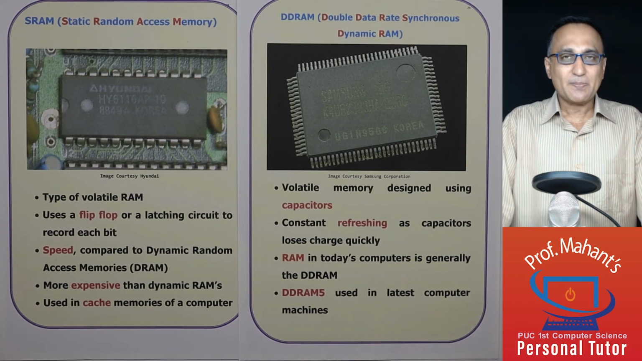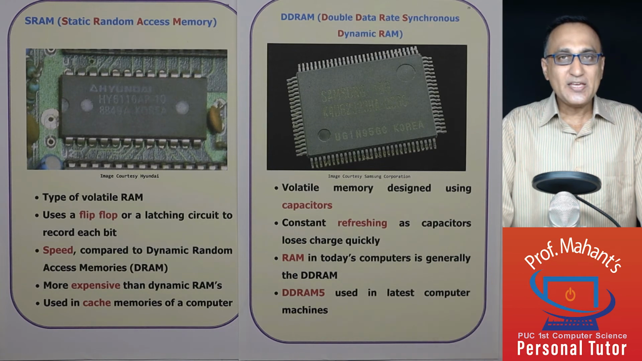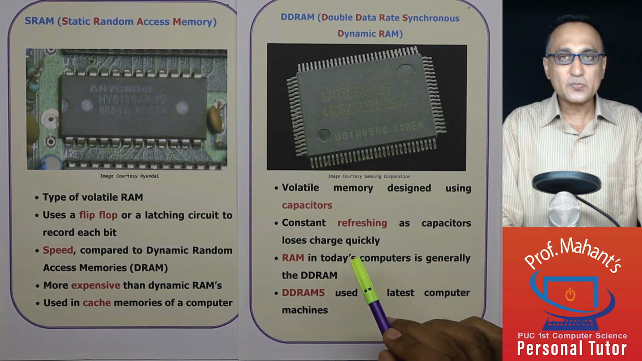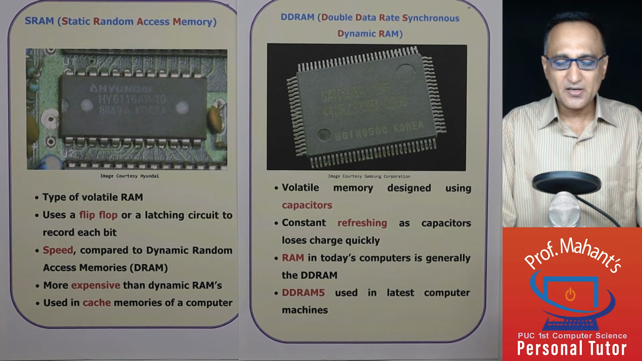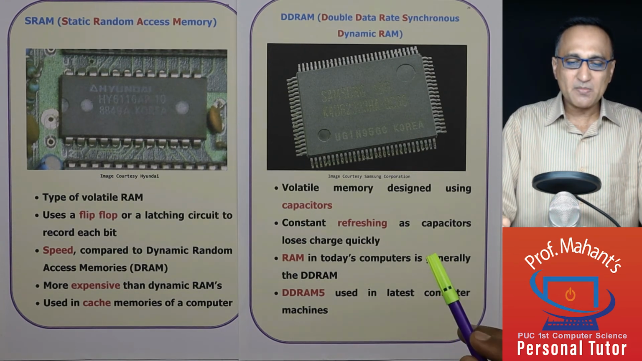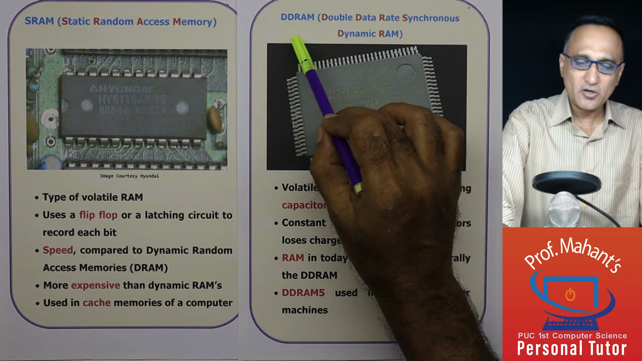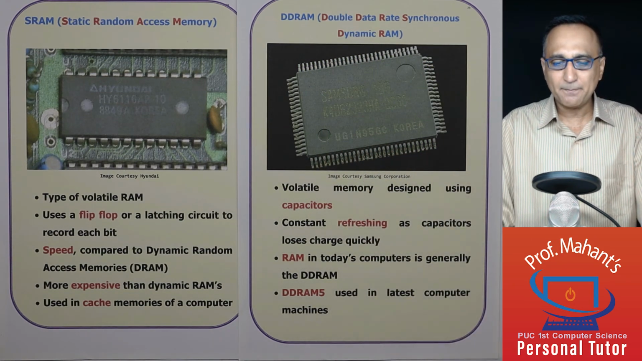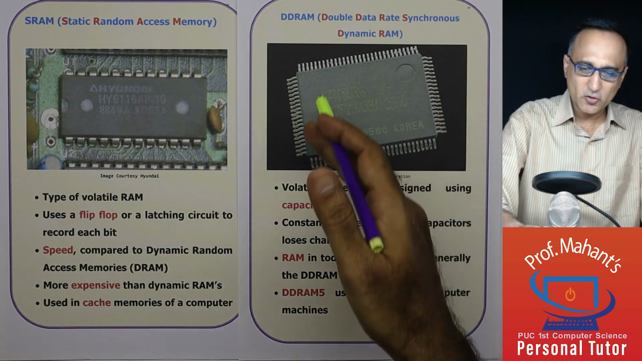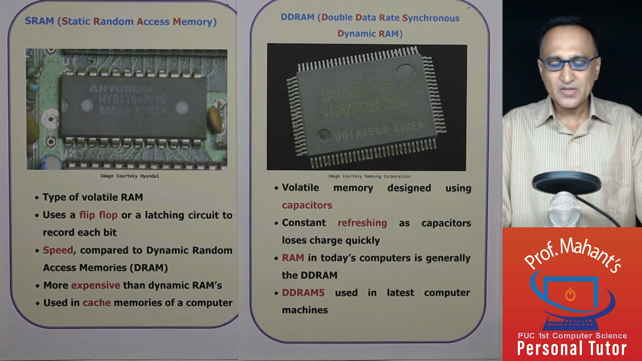But the problem with capacitors is that they lose charge very frequently. So they require special circuitry to refresh those capacitors. Most of the main memory in today's machines happens to be DDRAM, or the double data rate synchronous DRAM. This is the memory which is going to be used in your computer.